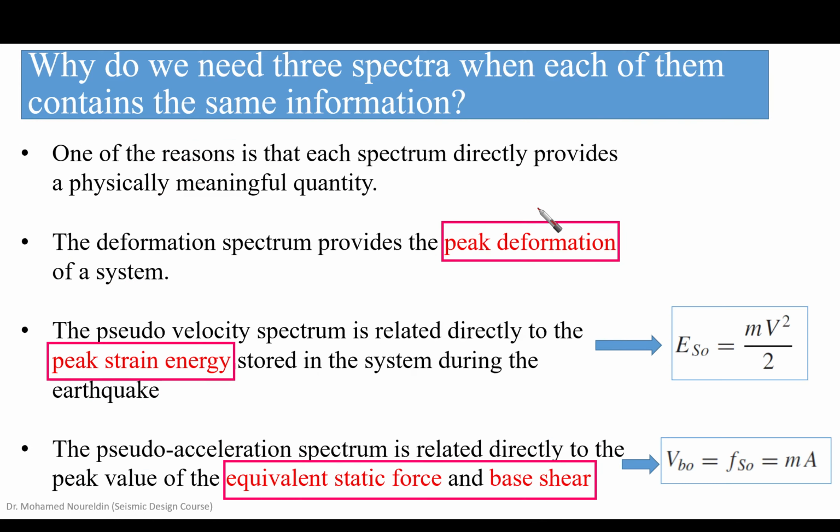Okay, let's jump to the next slide. Let us ask this question: why do we need 3 spectra when each of them contains the same information? As we said before, all of them are like the same, and they can be used interchangeably, right? But they are giving different information, and each one represents a physically meaningful quantity. That's the point here. One of the reasons is that such a spectrum directly provides a physically meaningful quantity. What does it mean?